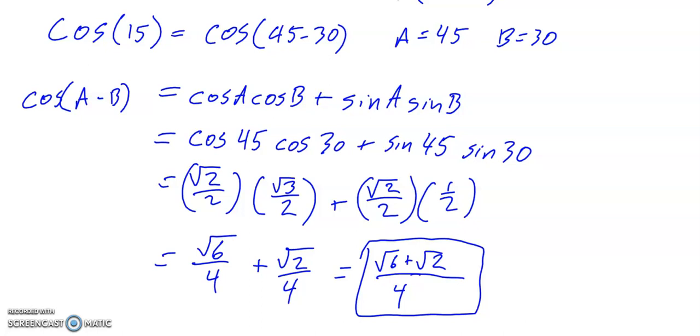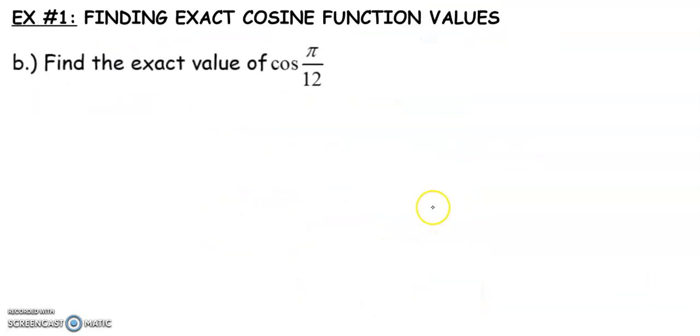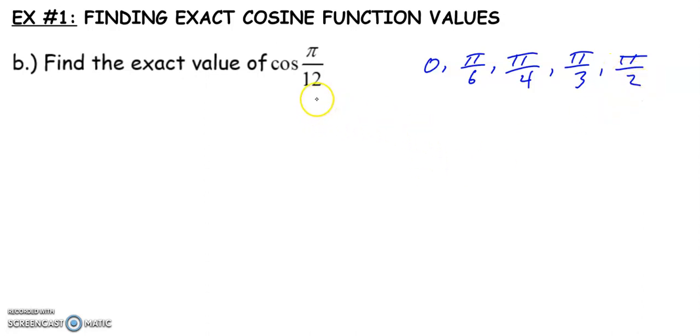Let's find another one. Let's do the same thing with pi over 12. This is just like our degrees. Now, if you go back to your unit circle, remember, we know values at 0, pi over 6, pi over 4, pi over 3, and pi over 2. And if you remember in class, I told you we're really cutting our unit circle into 12ths. That means pi over 12 would fall right there.